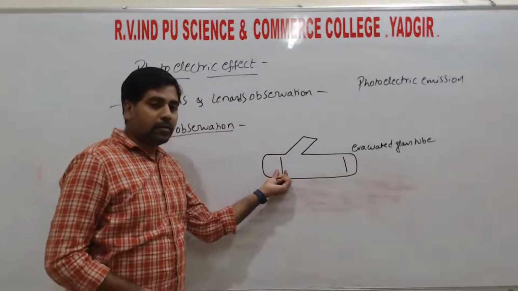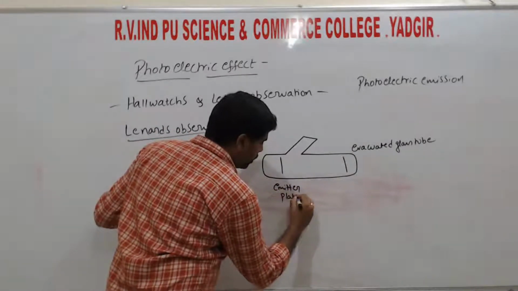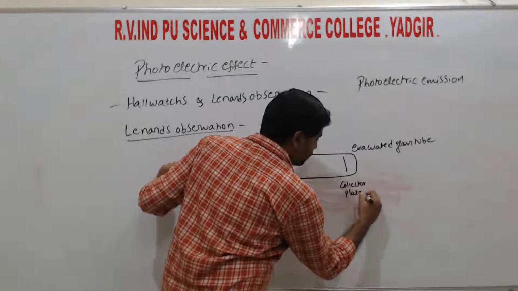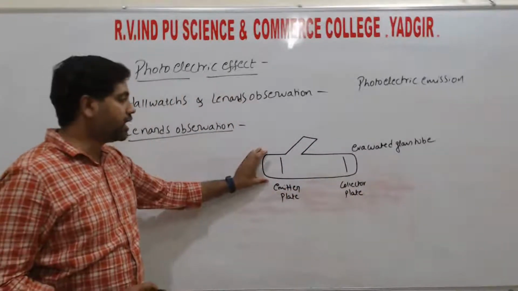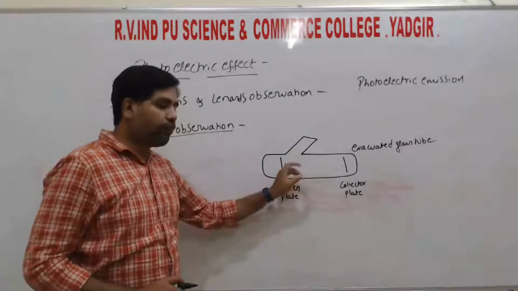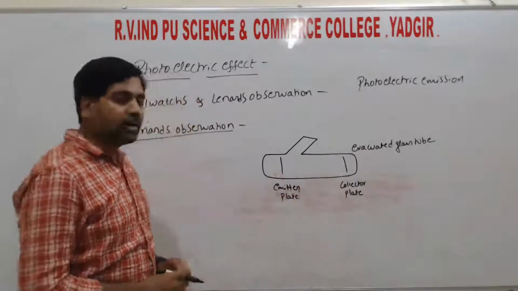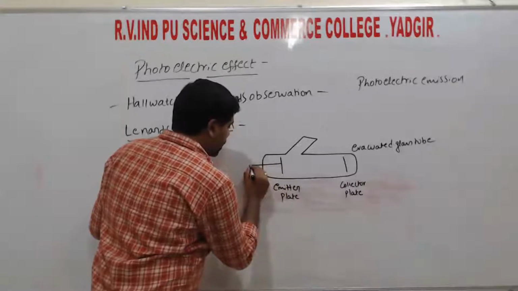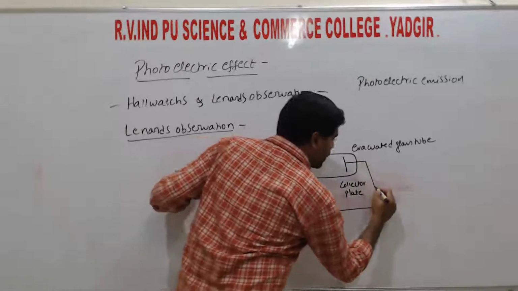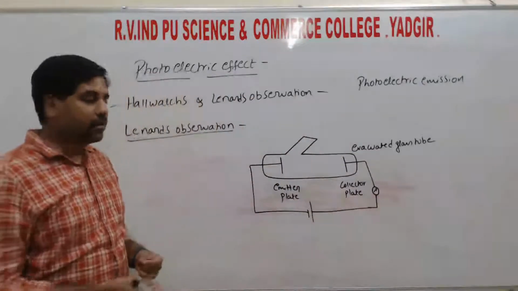The first metal we call the emitter plate and the second metal he called the collector plate, right? So first he took one evacuated glass tube. In the glass tube he placed two metal plates. The first metal plate he called the emitter plate and the second metal plate he called the collector plate. Next, these metal plates are connected to the external circuit along with the ammeter. The ammeter is the instrument used to detect the flow of current, right?